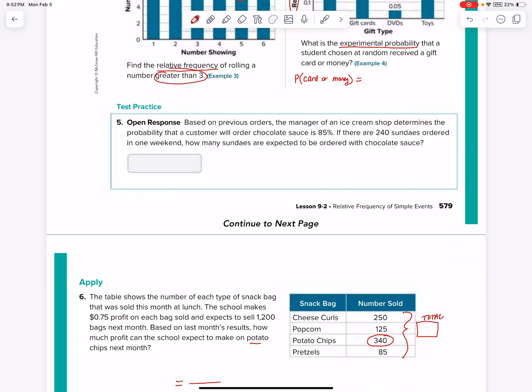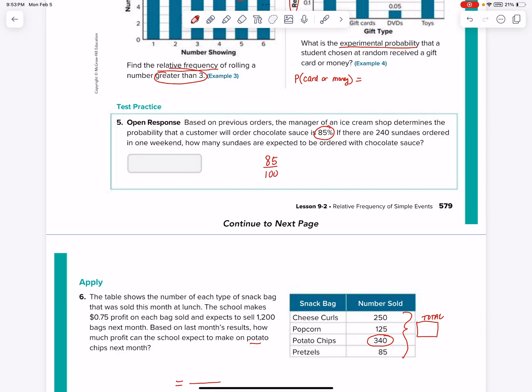And then number 5, based on previous orders, the manager of an ice cream shop determines the probability the customer will order chocolate is 85%. Okay, if there are 240 sundaes ordered in 1 week, how many are expected to be ordered with chocolate sauce? Okay, so this one brings us back a little bit to, they're giving you that relative frequency, that 85%. How would you write that as a fraction? Well, you could write 0.85 over 1, okay, to make that proportion, or this would be 85% is 85 over 100, right?